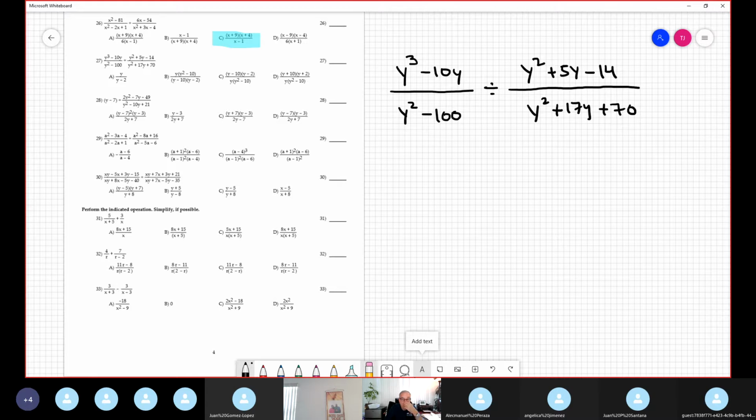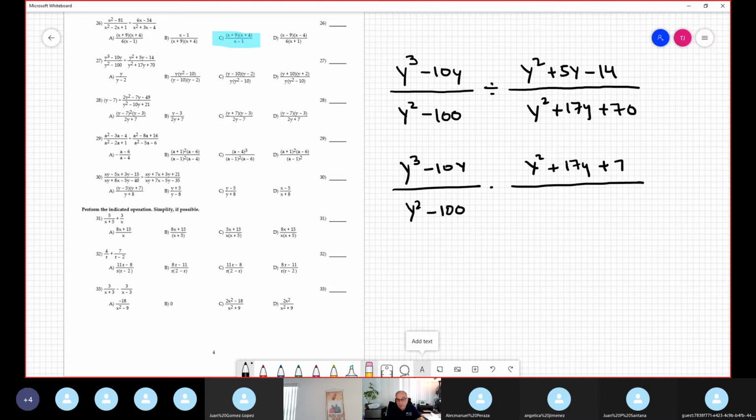Okay, so flip it. I copy the first one exactly the same, and flip the second. Okay, good. Let's do the factorization directly here.